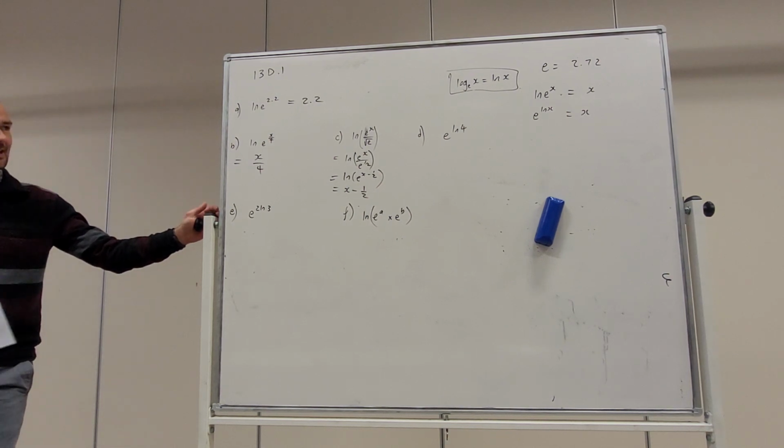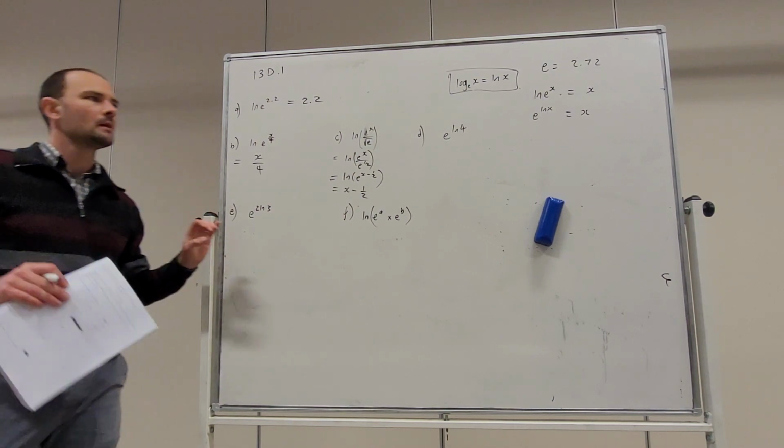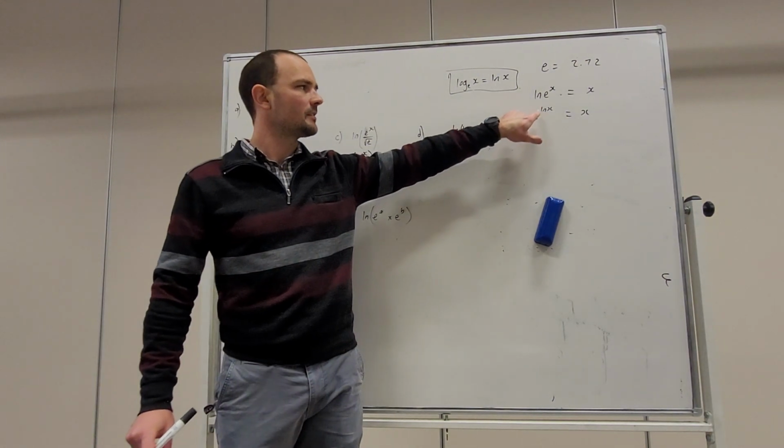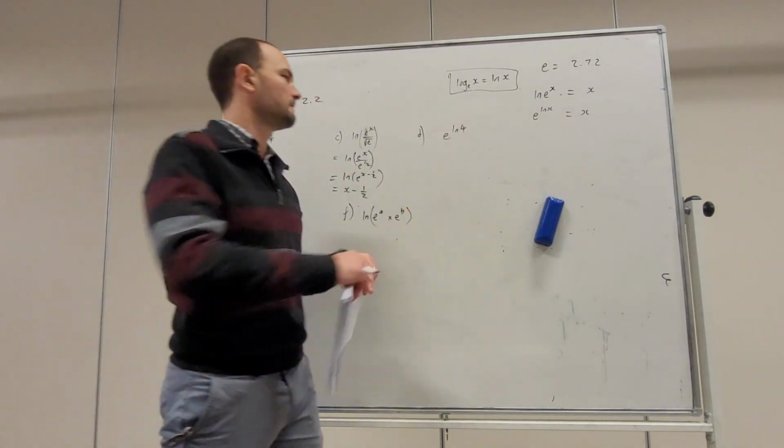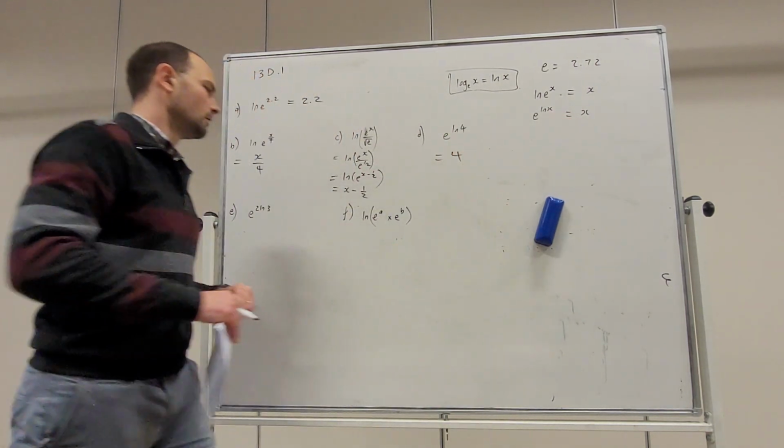In D, we have e to the power of ln 4. So just following this rule here, if e to the ln x is x, e to the ln 4 will simplify to 4.